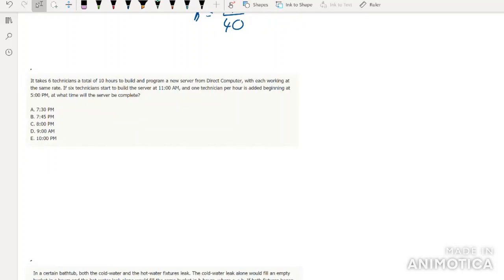Okay. It takes 6 technicians a total of 10 hours to build and program a new server from direct computer. So one technician will be at a rate of, it will take 10/6. So it would take him 10/6 hours. So his rate is 6/10, which is 3/5.